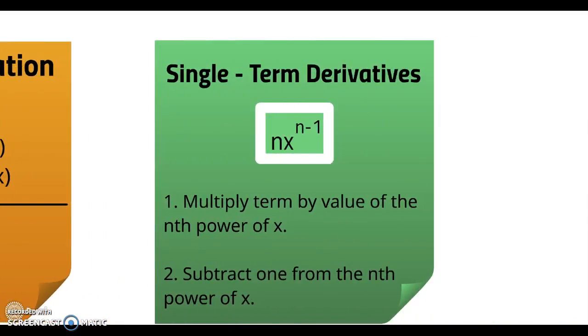It is, in fact, very easy to solve for derivatives. We will first look at them in single-term sequences. As you can see here, there is a formula for such basic equations. It is n times x to the power of n minus 1. Essentially, you are taking the power of x of a term, multiplying the term by that value, then subtracting 1 from the power of the term.